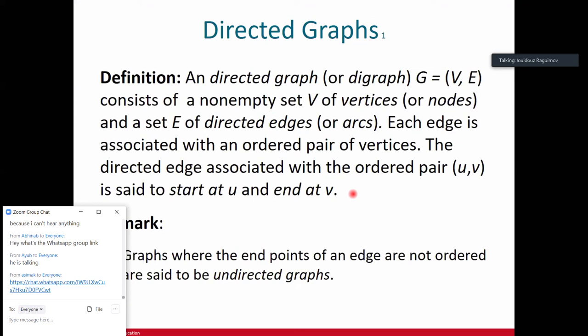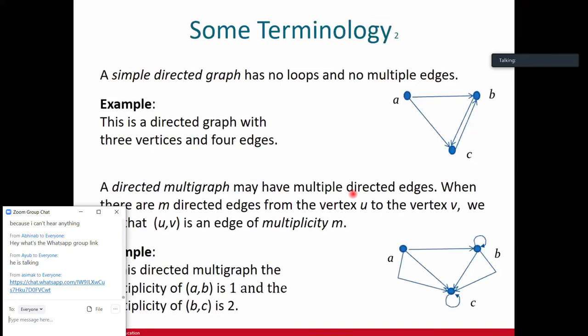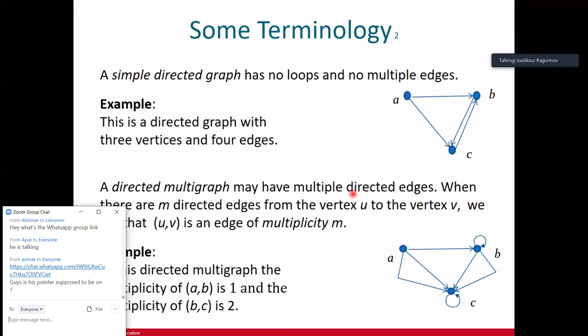A graph where the endpoints of an edge are not ordered is said to be an undirected graph. Correspondingly, in an undirected graph, (u, v) will be exactly the same as (v, u), the same edge. However, in the case of a directed graph, (u, v) is not the same as (v, u). Okay, a simple directed graph should not have loops and should not have multiple edges. So the graph which we have here is a simple directed graph, obviously.